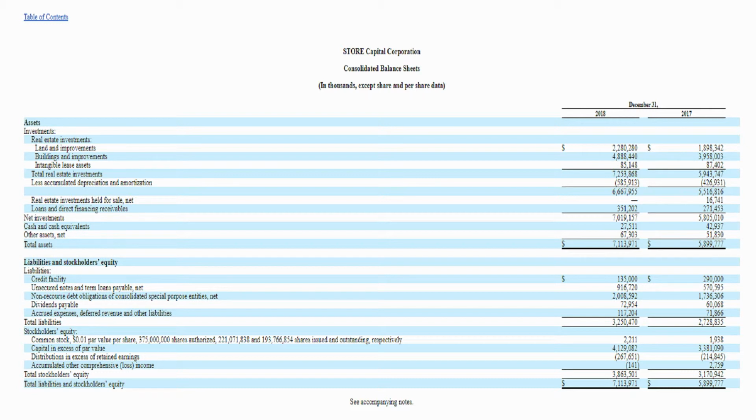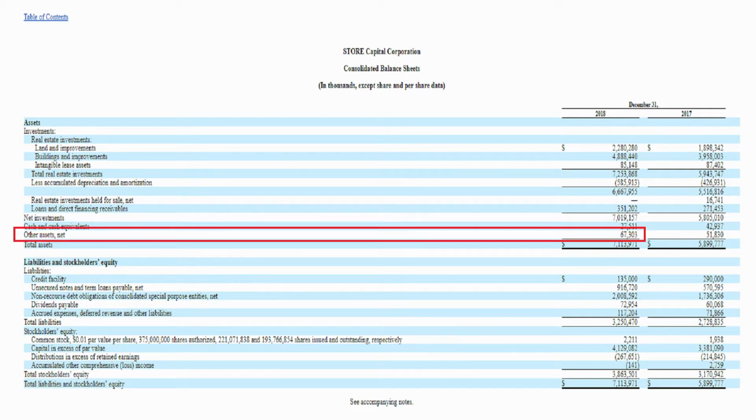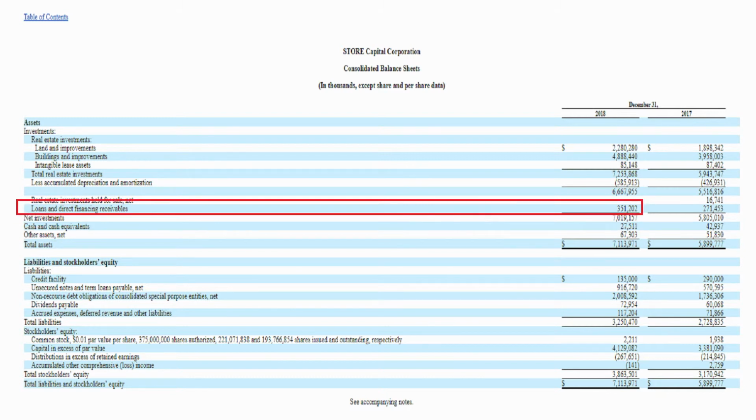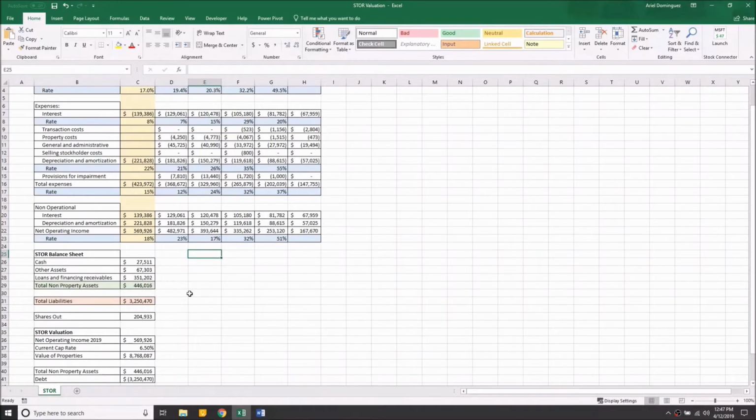For Store Capital's balance sheet, they don't really have land for development, but they do have cash, other assets, and receivables. So you want to go ahead and add all those non-property assets, which include everything except the properties and land and improvement that's being rented currently. And the reason why we want to do that is because if we were to buy Store Capital, the entire REIT, we would be getting those assets.